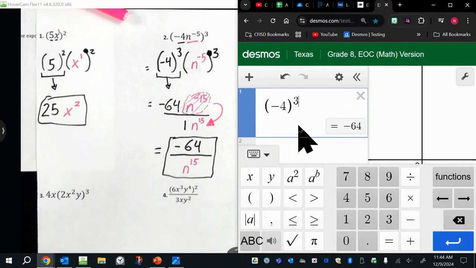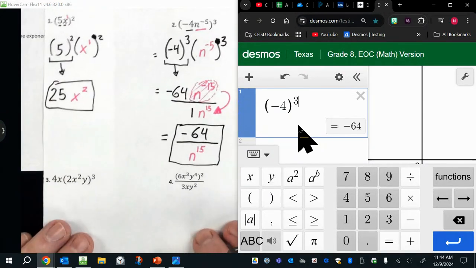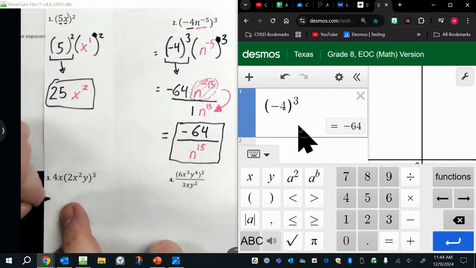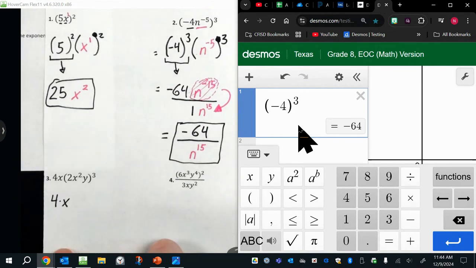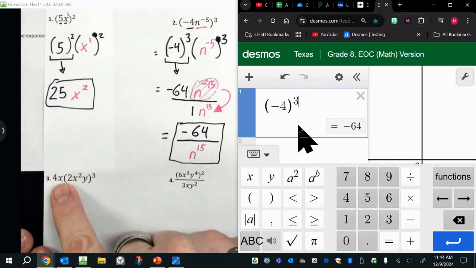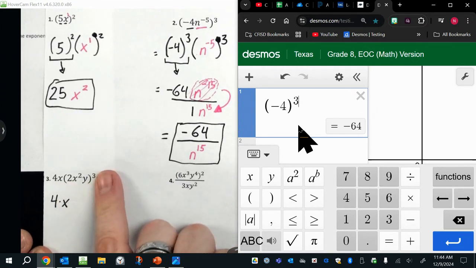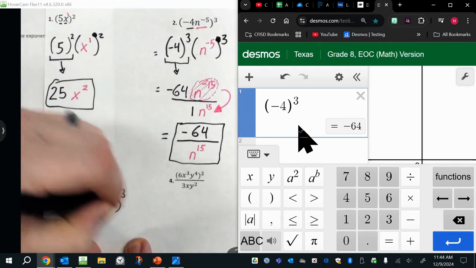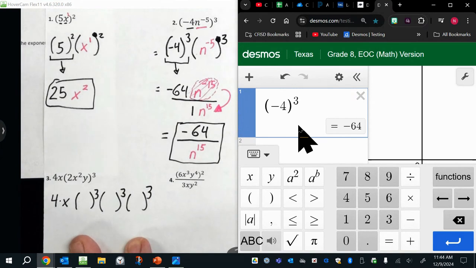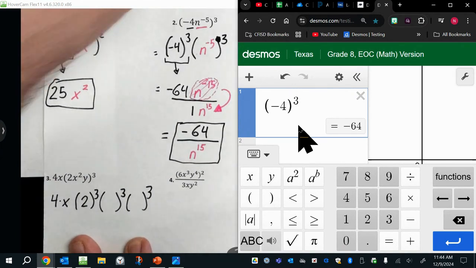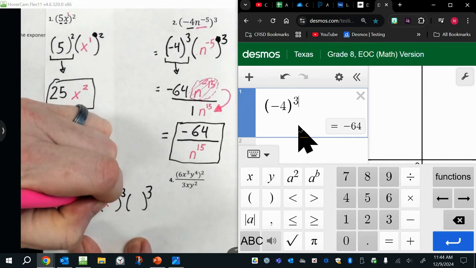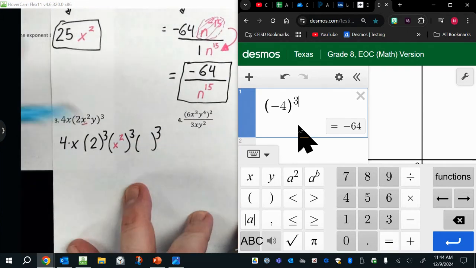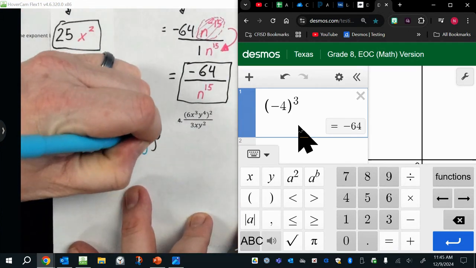All right, so let's take a look at number 3. And you ask yourself, is everything being raised to the power of 3? No, this 4x is not being raised to the power of 3. So I'm just going to bring them down, the 4 and the x. However, I have a 2, an x squared, and a y raised to the power of 3. So that's 3 things that's raised to the power of 3. I have a 2. I have this x squared, because the exponent has to go with its base. And then I have this y, and this y is to the first power.